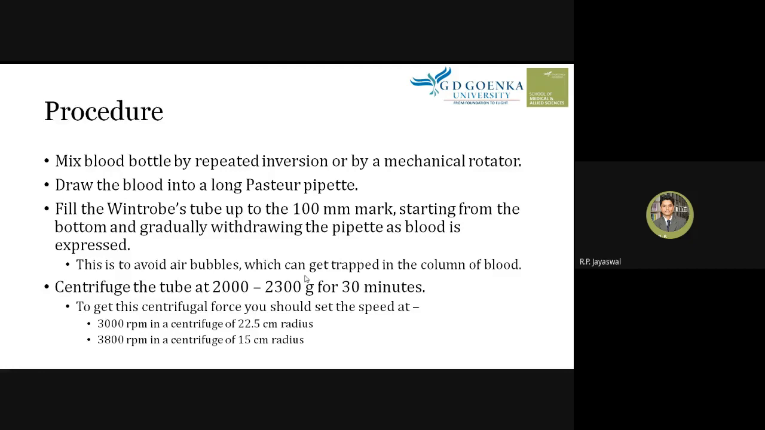To achieve this centrifugal force, note that centrifuges have different radii. If you have chosen the centrifuge with the 22.5 centimeter radius, you can set 3000 rpm. If you have a centrifuge of 15 centimeter radius, then you can set 3800 rpm. So we can centrifuge the blood in the Wintrobe tubes at 3000 rpm for 30 minutes, or 3800 rpm for 30 minutes.